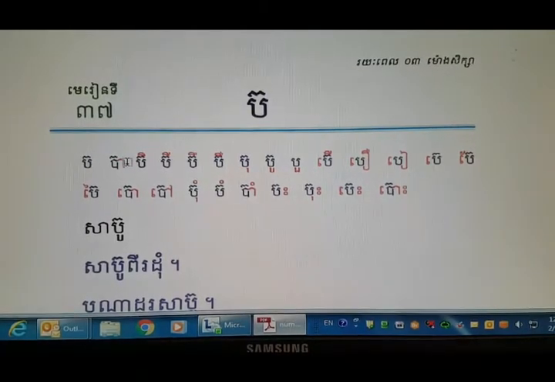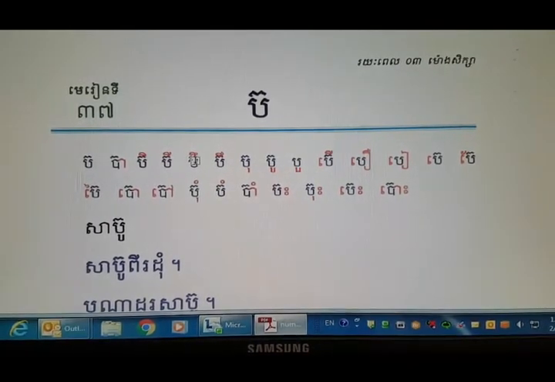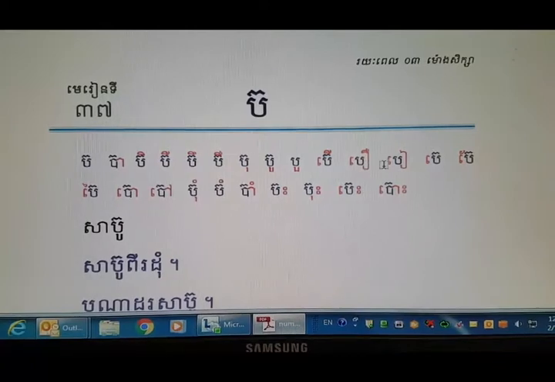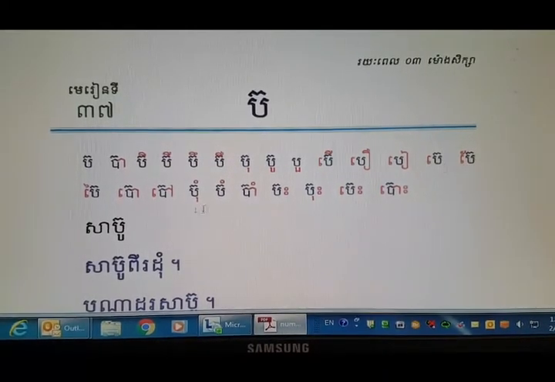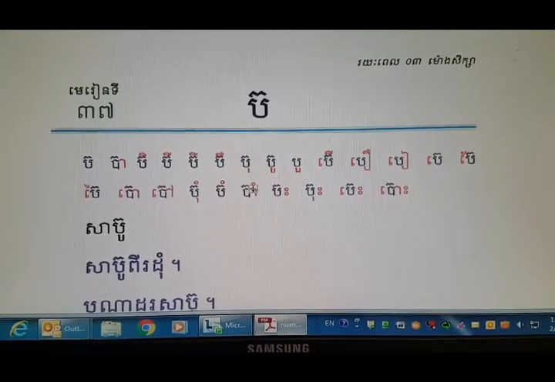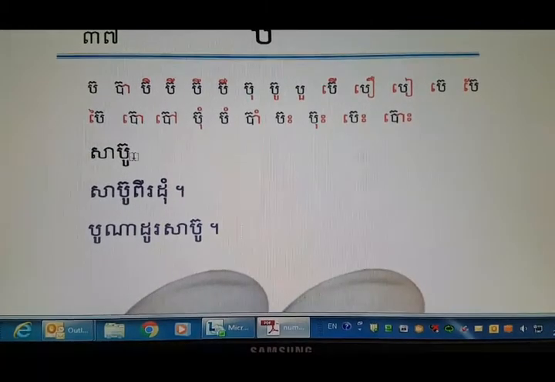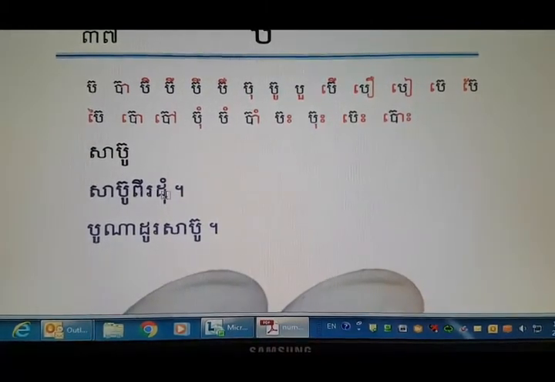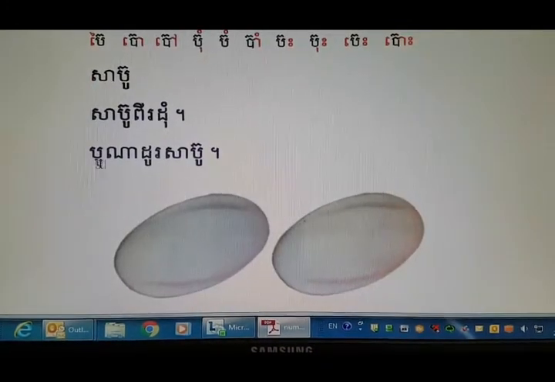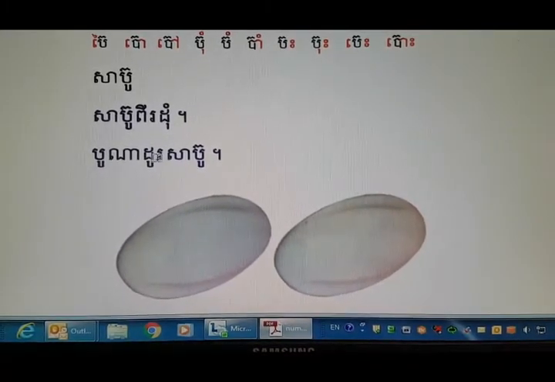Bo, bia, bi, b, b, bu, bu, bu, bu, bơ, bư, bia, bê, bé, bấy, báo, bảo, bấm, bom, bấm, ba, bo, be, bo. Sa bù, sa bù, sa bù, pi đồng. Sa bù pi đồng. Bô na đô sa bù. Bô na đô sa bù.